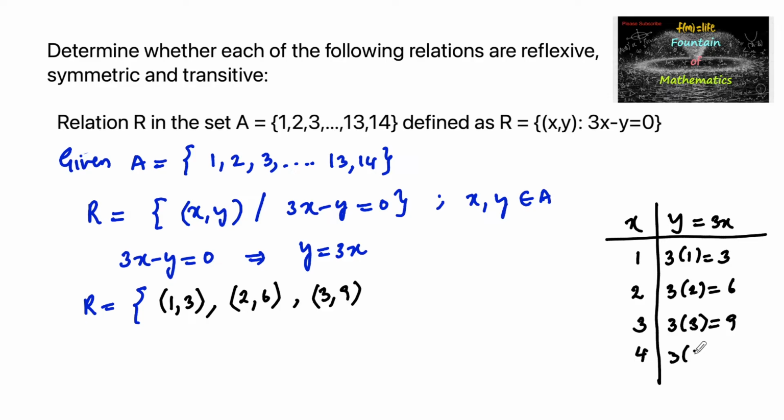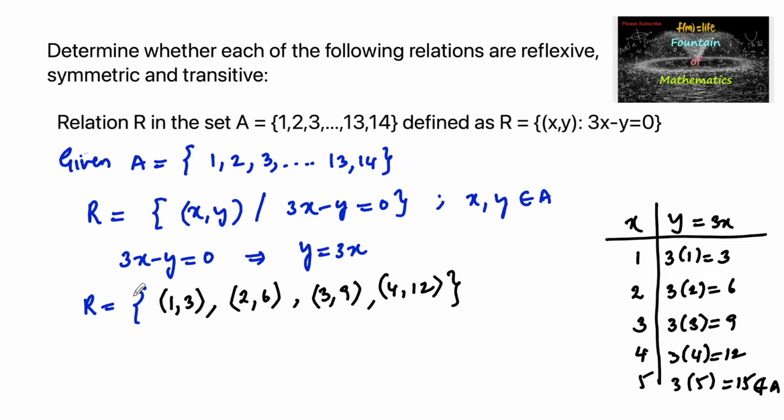For 4, 3 times 4 is 12, so 12 also belongs to the set A, so we can consider (4, 12). And if x = 5, 3 times 5 is 15, but 15 does not belong to the set A, so we cannot consider (5, 15). Hereafter, even for 6, 3 times 6 is 18, which does not belong to A, so we can just close here. So the possible ordered pairs of the given relation are (1, 3), (2, 6), (3, 9), (4, 12).